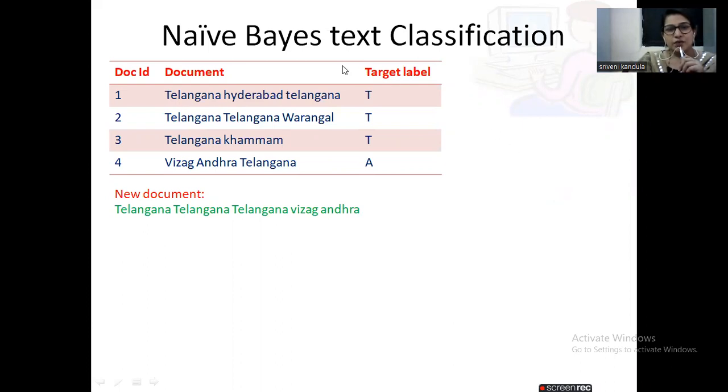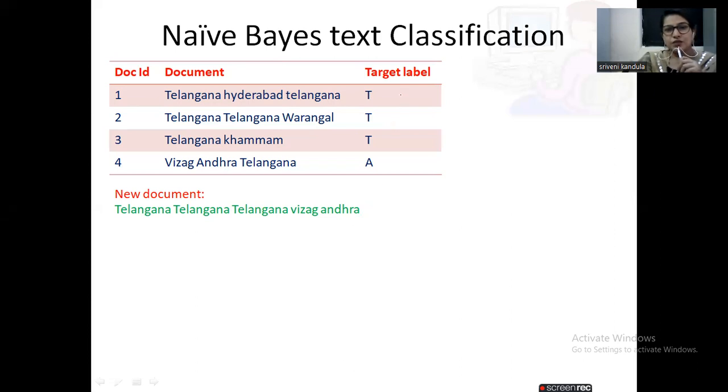Similar to the Naive Bayes example, here also you are given enough training examples, followed by test data, or a new document. Now you have to classify based on the existing training data. We have to classify whether this belongs to T or A, the target label. So our final classification should be either T or A for this particular document. That is what we did in the earlier example.